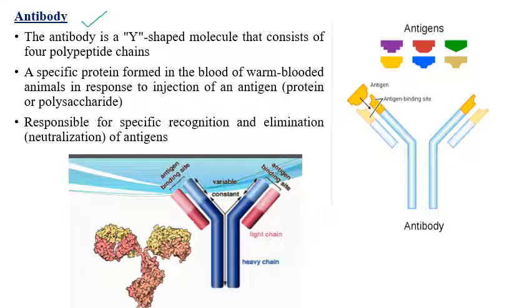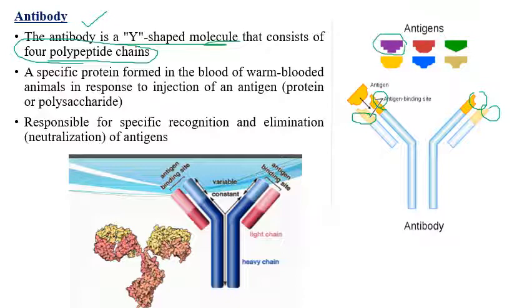Antibodies are produced by the B lymphocytes present inside our body. An antibody is a Y-shaped molecule consisting of four polypeptide chains. We can see here polypeptide chains 1, 2, 3, 4, and these are the specific epitope binding regions.